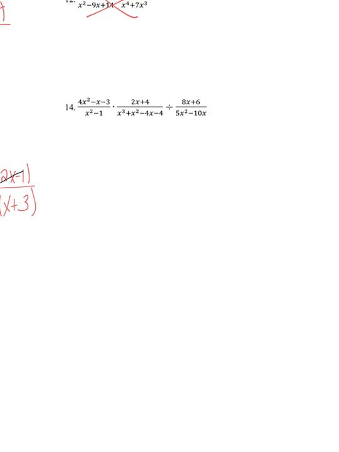And then number 14. So I have some multiplication and division combined in here. So the first two, I'm going to do keep, change, flip on the division part. So this stays the same. So I'm going to rewrite this. And then I'm going to do keep, change, flip on this. So I'm going to keep this first fraction, 2x plus 4, over all of this.